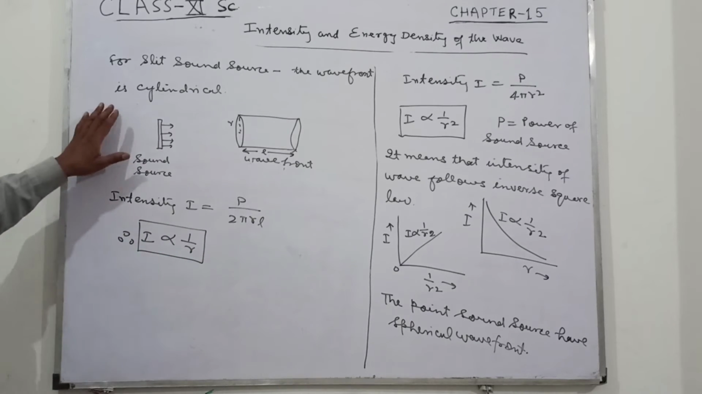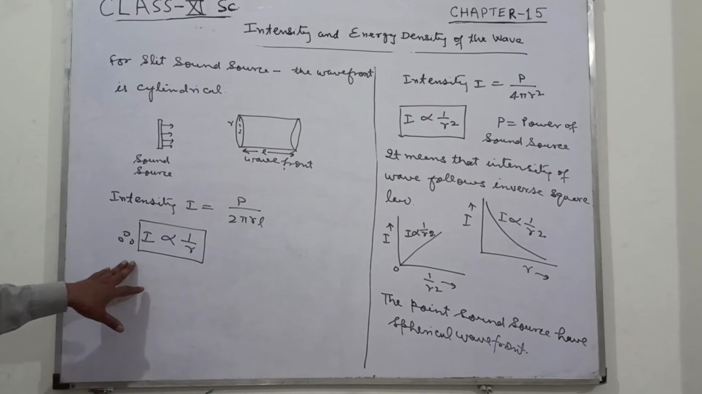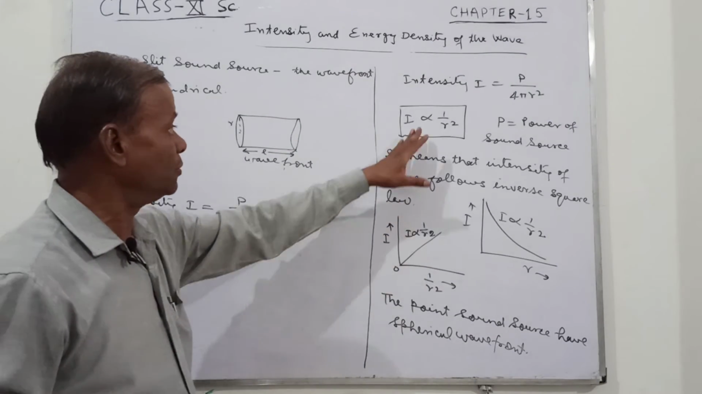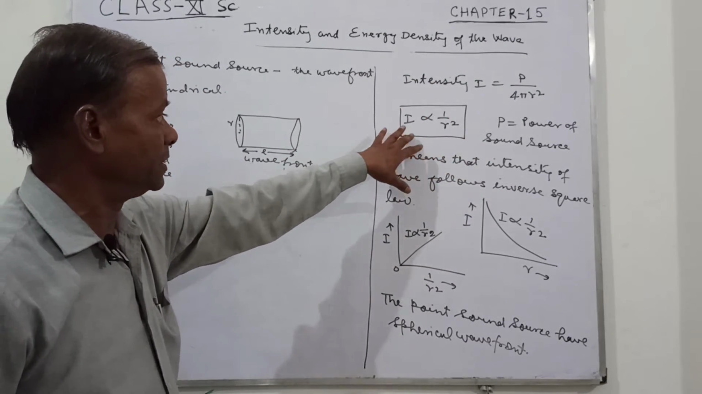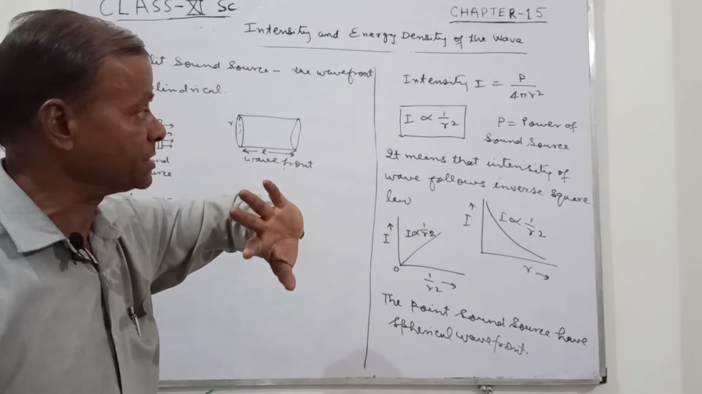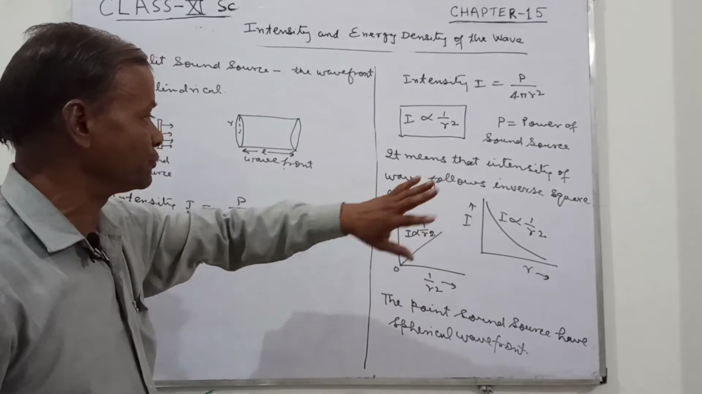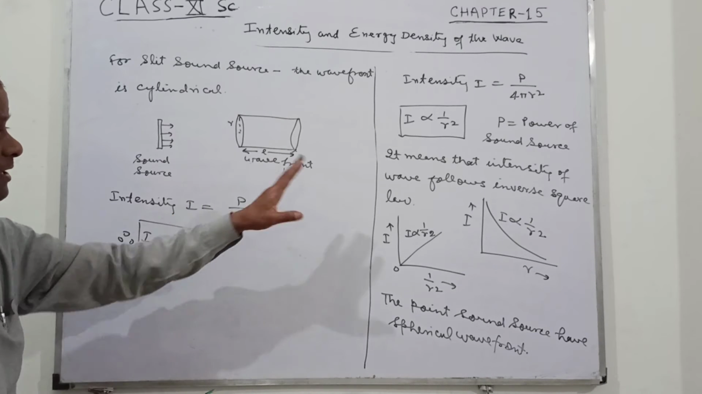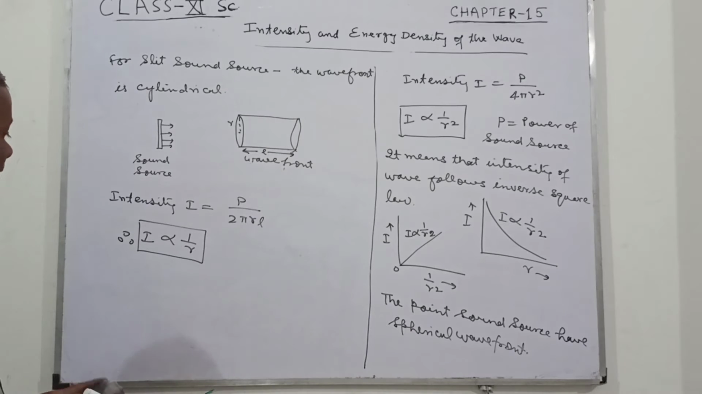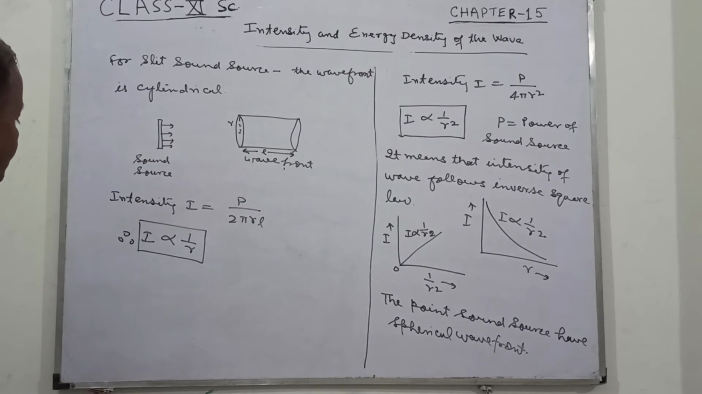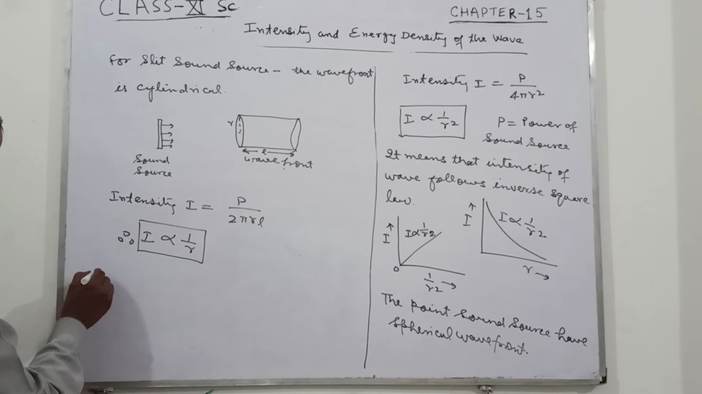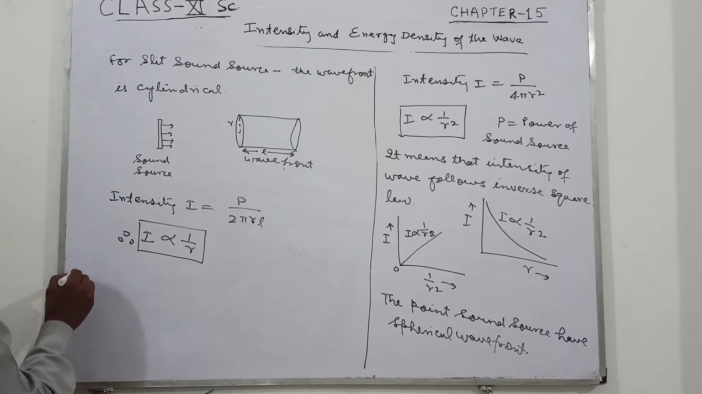So for a cylindrical sound source or a slit sound source, the intensity is inversely proportional to the distance, while in case of the point sound source, the intensity is inversely proportional to the square of the distance. So here it follows the inverse square law, but this does not follow the inverse square law. So this is different from that one. So this is about the intensity of the sound source.